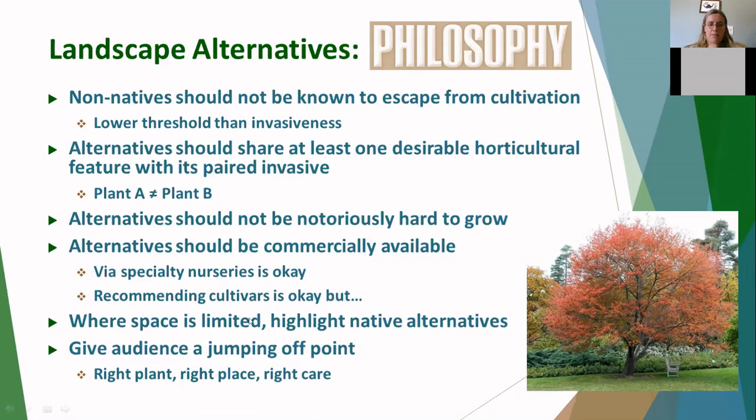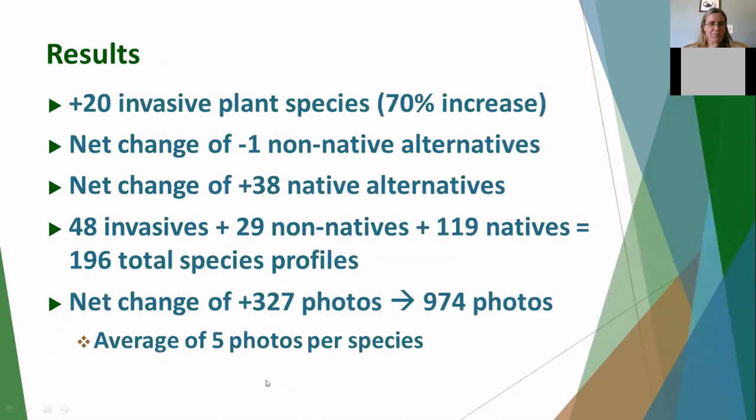Where space is limited, not so much in the app, but in the accompanying brochure, we wanted to use that space to highlight natives first and foremost. I also had to keep in mind, and this was more of a learning for me, that we can't be everything to everyone. We can't literally provide a textbook and an app. It's really intended to give the audience a jumping-off point to do more research and decide what plant is the right plant for their specific place and what level of care they can manage. So we can't be everything to everyone.